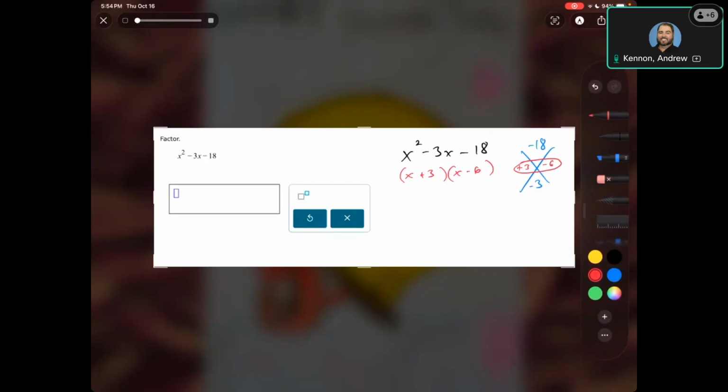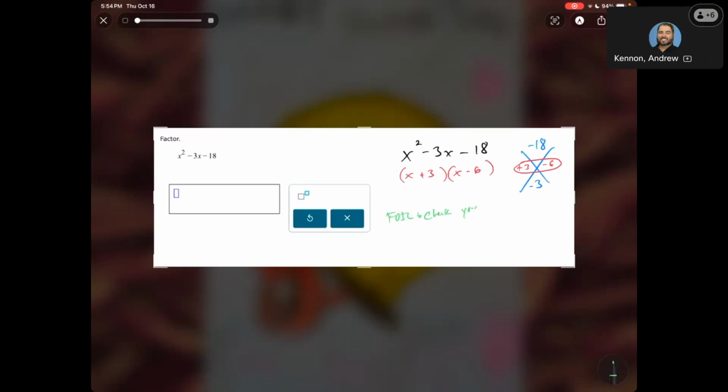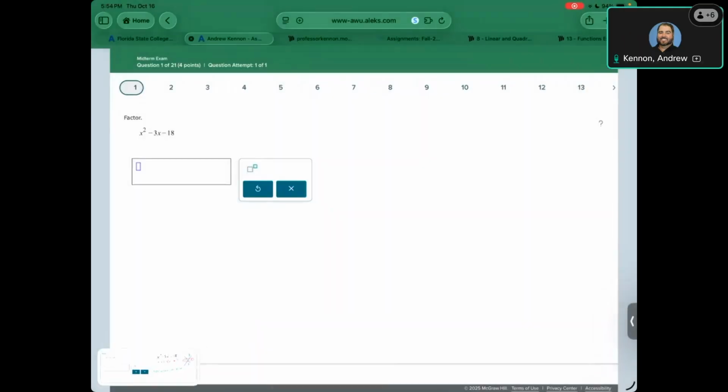This is a test, so if you want to check your answer, I'll say this: FOIL to check your answer. You could always FOIL it back out to check your answer since you're taking a test. On the test, you'll be able to skip around and do different things like that. So that will be useful.